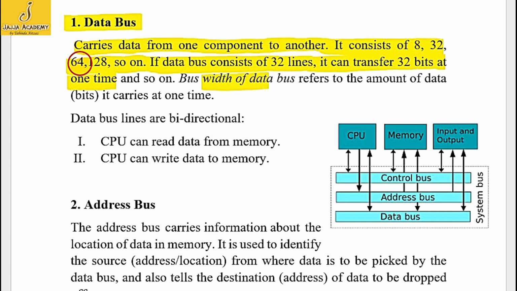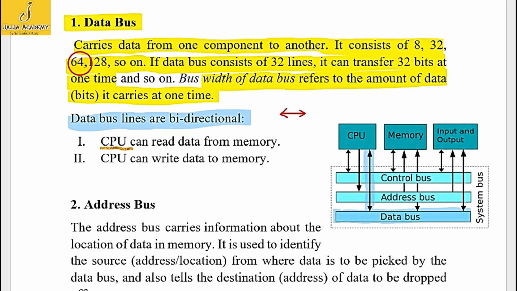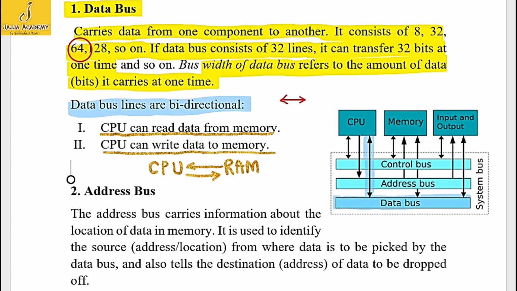So the width of the data bus refers to the amount of data in the form of bits it carries at one time. And data bus lines are bidirectional. Bidirectional means data can be transmitted in both directions. For example, in this diagram you can see this is the data bus which is bidirectional. The CPU can read data from memory and the CPU can write data to memory. So this is a two-way communication that is represented by this arrow.